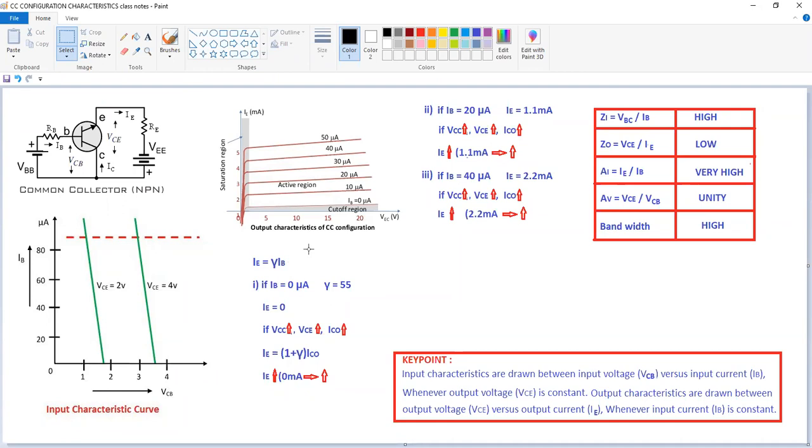Now I am considering this reverse saturation current. That means when you increase the supply voltage at the output side, sorry, this is not VCC, this is VCE. This is VCE. Once again, I am writing this.